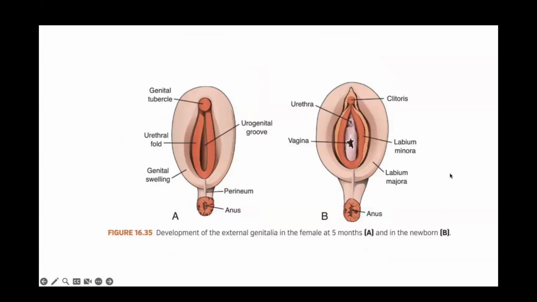For females, the genital tubercle is going to develop into the clitoris. The urethral folds, instead of fusing, are going to give rise to the labia minora. The urogenital groove will become the vestibule, which is where you can find the openings of the urethra and the vagina. The genital swellings become the labia majora, and that is mainly it for external genitalia of the female.